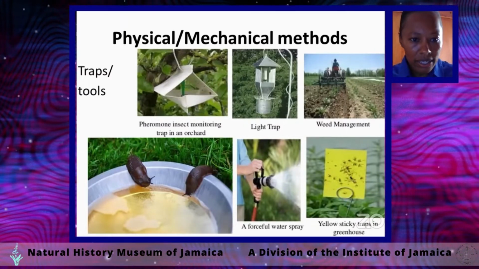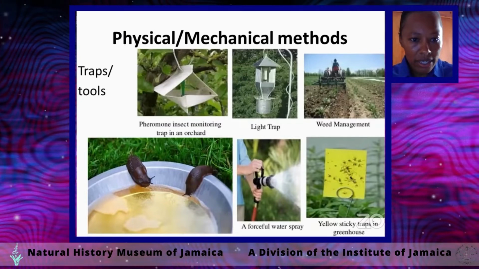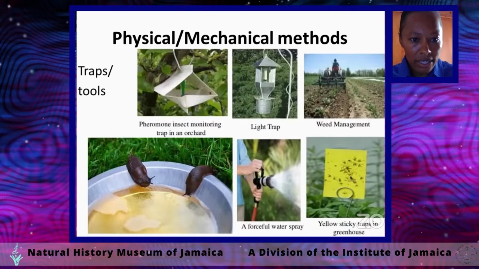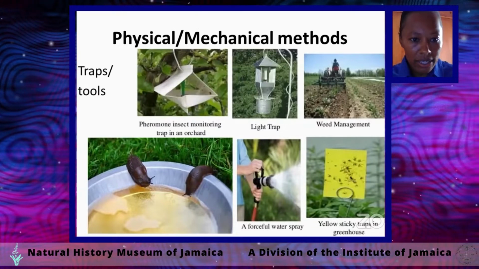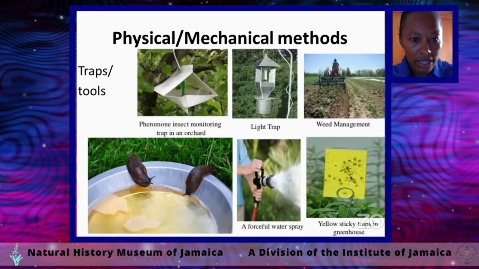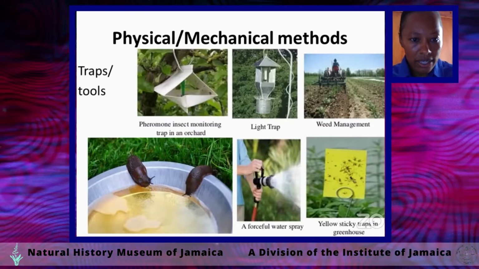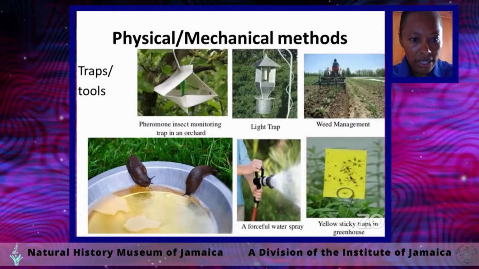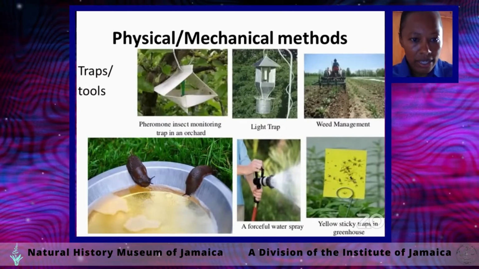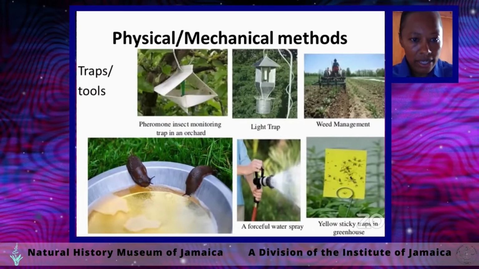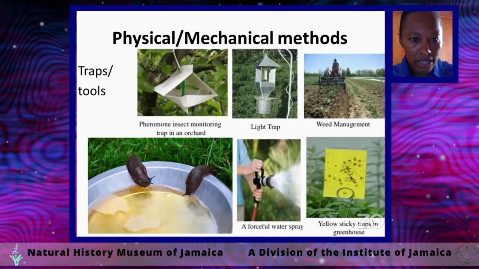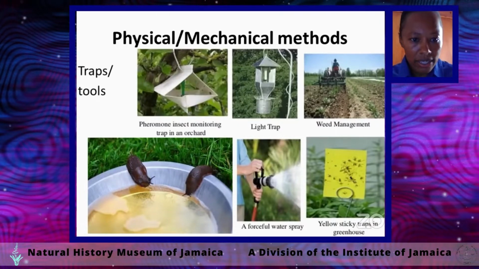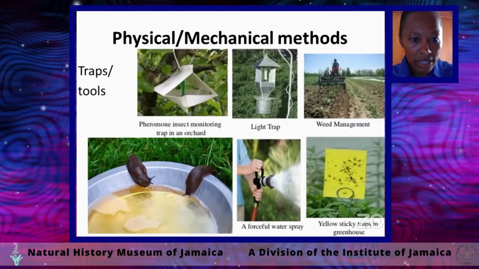So we can either use traps for monitoring the pest, or we can use them for just managing the pest, right? So I should mention pheromones. When we talk about pheromones, we're talking about specific scents that are captured from the targeted organism. So for example, it's normally the female scent that is used, but it can be either the male or female of the species.